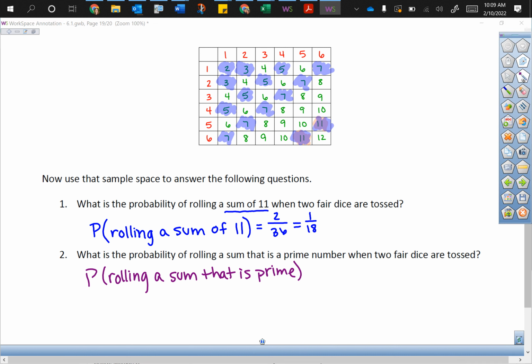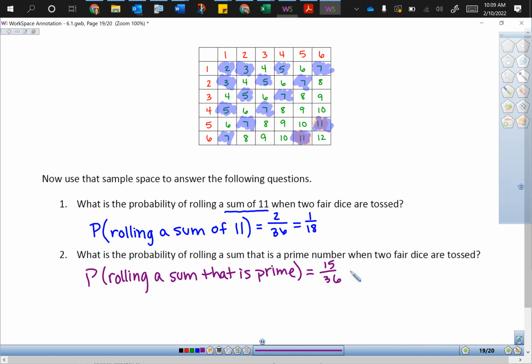Okay, so how many prime numbers do we get here? 1, 2, 3, 5, 6, 7, 15. So that's going to be 15 out of 36, which is 5 out of 12. What would that be as a decimal? Can you guys tell me? 0.41 repeating 6. Okay, whatever. Likely or unlikely? Unlikely, but is it more or less likely than the probability of rolling a sum of 11? It's more likely than rolling a sum of 11. That's something you might actually see. Okay, a probability of 0.41 isn't terrible.